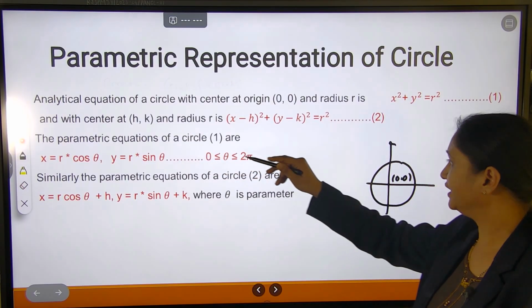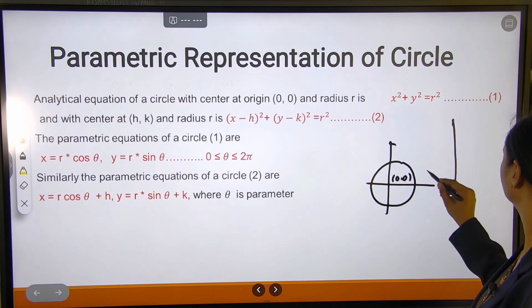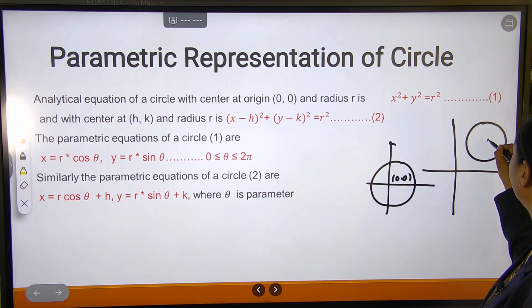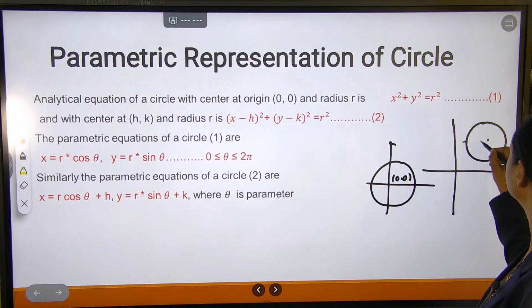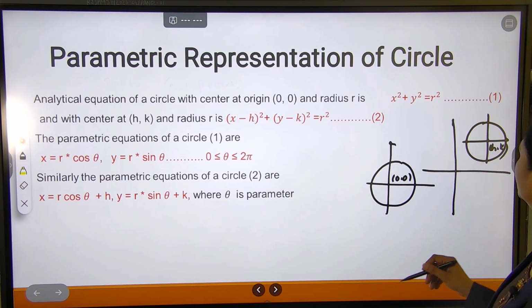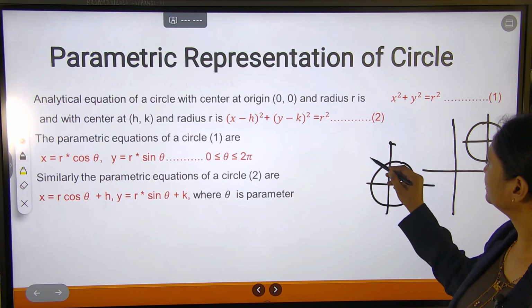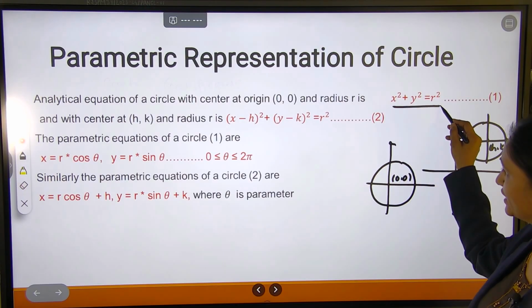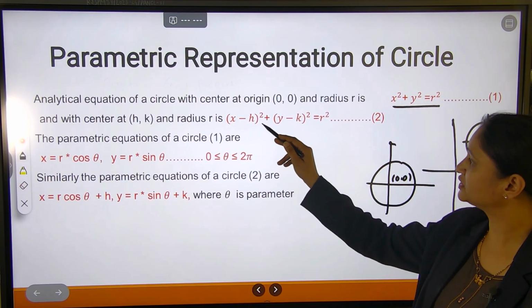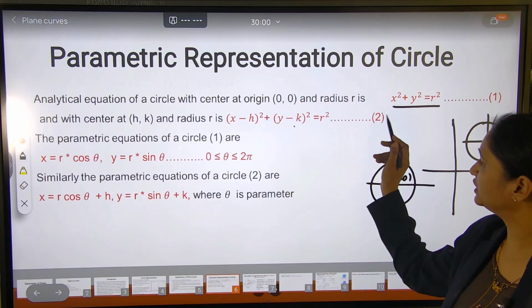Now consider a circle with center at (h, k) and radius r. This is a random point which is the center of this circle, say (h, k). The analytical equation of this circle is x minus h whole square plus y minus k whole square is equal to r square.